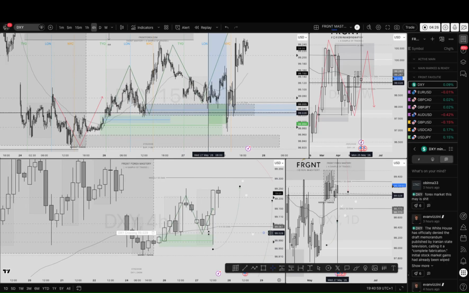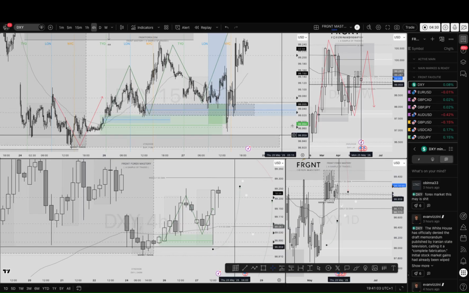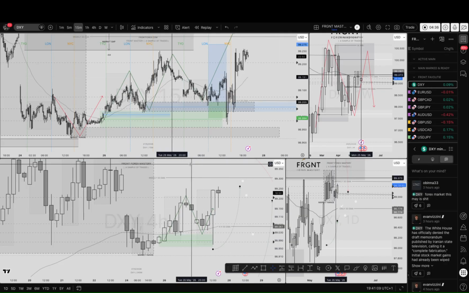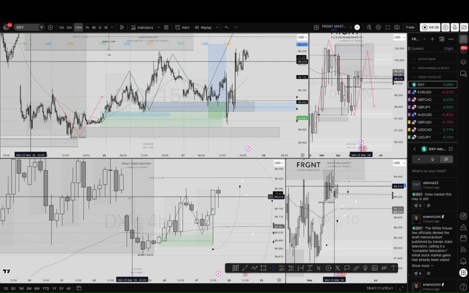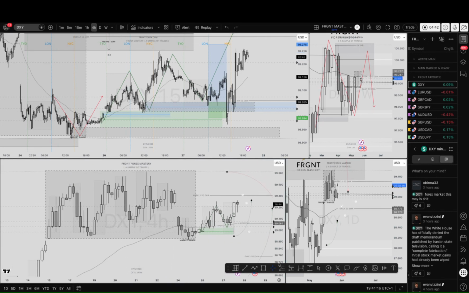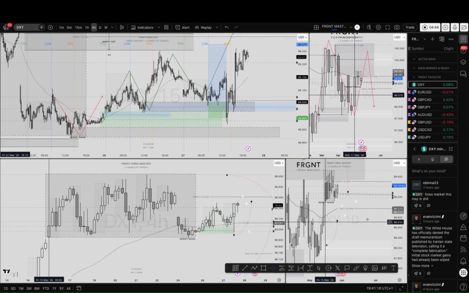I pay careful attention to the 4 hour, the daily, and the weekly 50 MA. The other EMAs, in my opinion, are a little bit too dynamic, and price action, in my opinion, doesn't respect them as cleanly as it does on the 4 hour, daily and the weekly time frame.